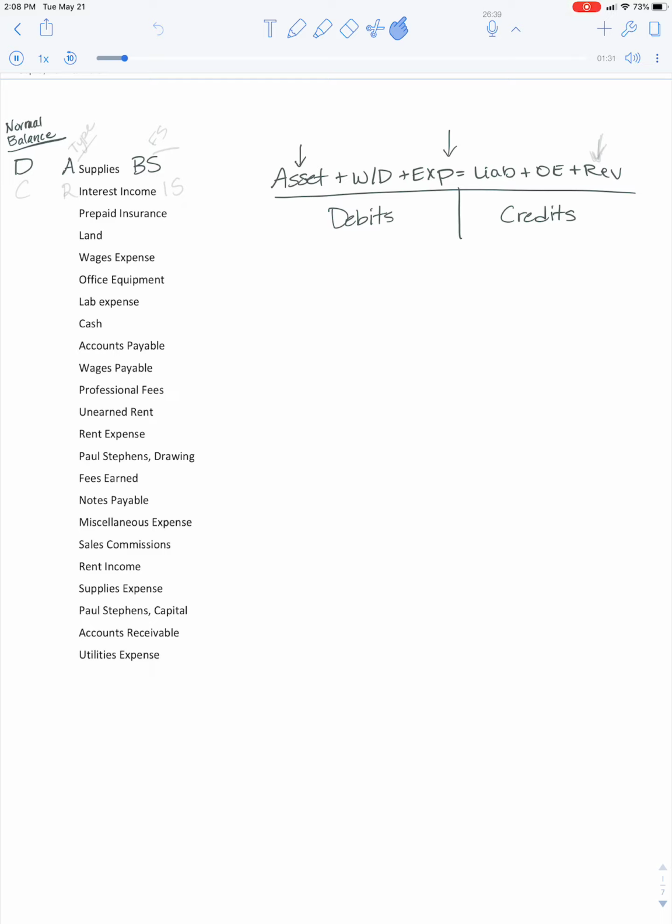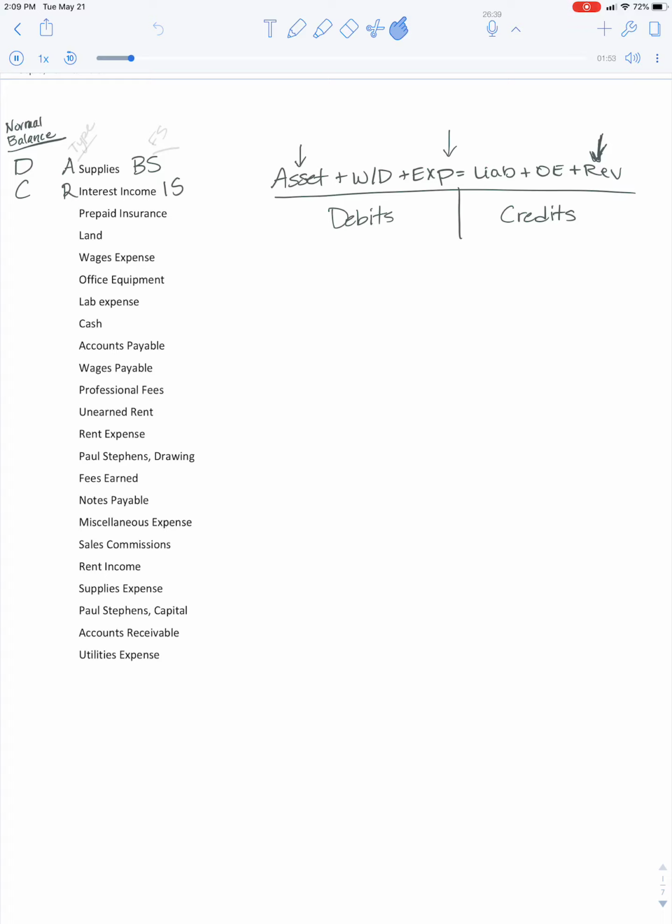Well, let's look at interest income. So interest income is a revenue account. So you give it an R. Revenue shows up on the income statement. So you would say income statement. And it has a normal balance of a credit because it's on the right side of the accounting equation.